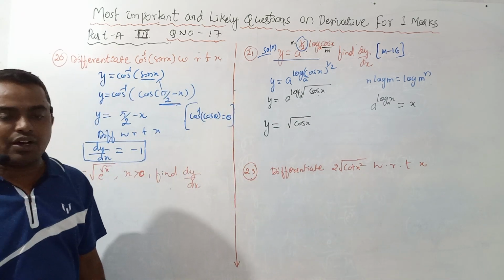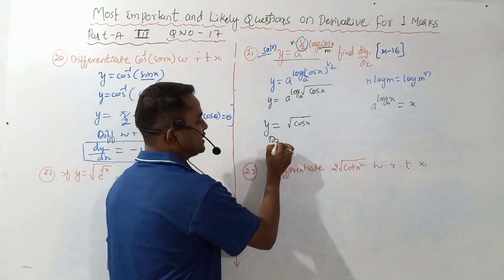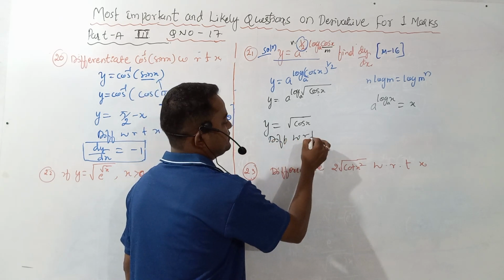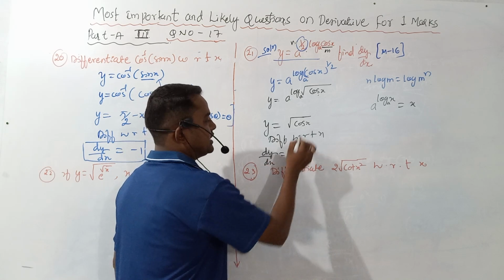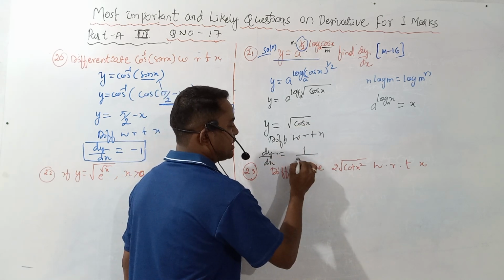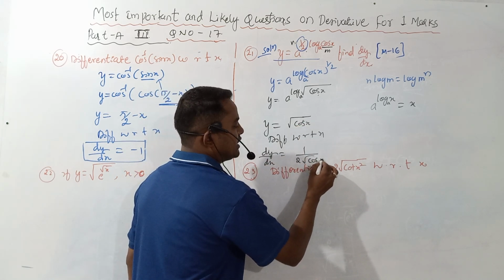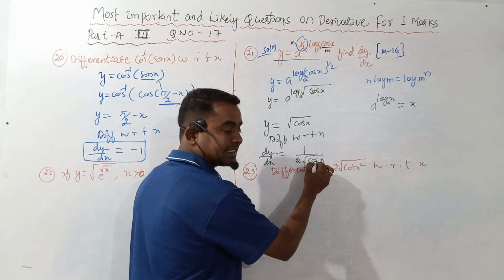Instead of x, what is here? Root cos x. Now differentiate with respect to x. Derivative of y, dy by dx. Derivative of root cos x is 1 by 2 root cos x. Derivative of cos x is minus sin x.